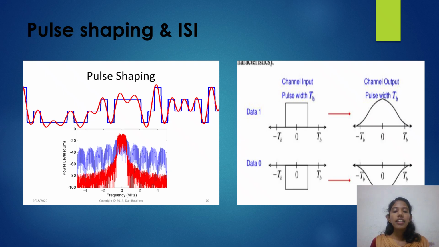Then the right side diagram is for after passing through the channel. The lower two graphs show how the pulses look at the output after traveling through a real channel. The channel causes the pulse shape to spread or blur. This is due to ISI. Because of this spreading, pulses overlap with the next symbol, making it harder for the receiver to tell whether the signal is a one or a zero.